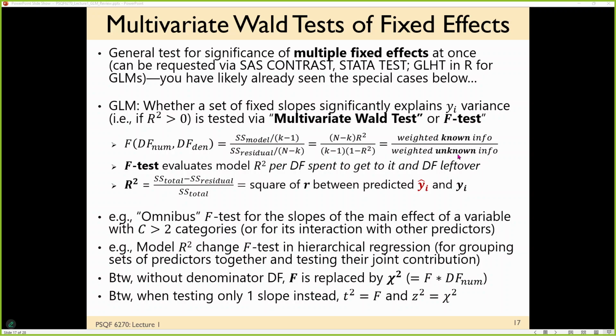Yes, numerator degrees of freedom is the number of slopes that you're lumping together in the hypothesis test. Okay, other questions or comments?